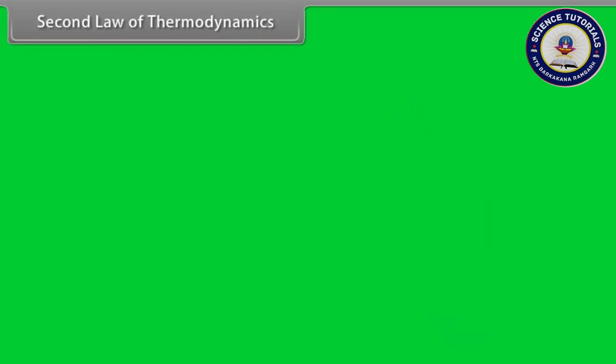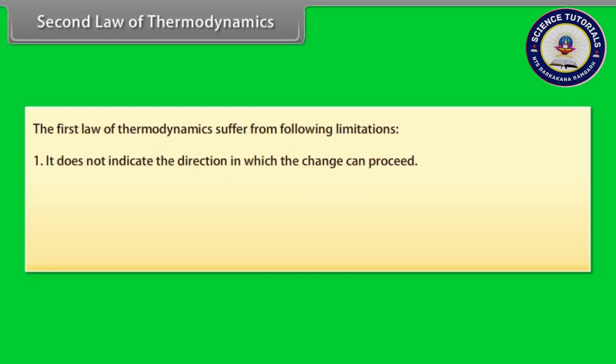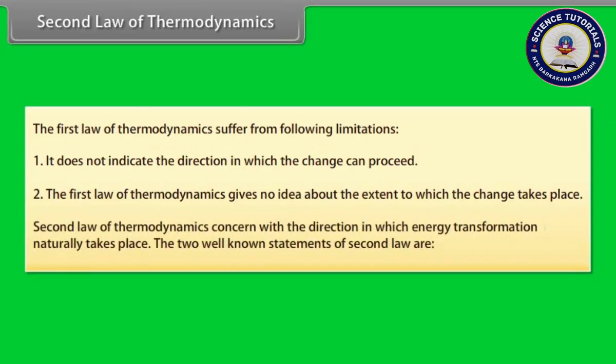Second law of thermodynamics. The first law of thermodynamics suffers from the following limitations. Number 1. It does not indicate the temperature at which change can proceed. Number 2. The first law of thermodynamics gives no idea about the extent to which the changes take place. Second law of thermodynamics is concerned with the direction in which energy transformation naturally takes place.